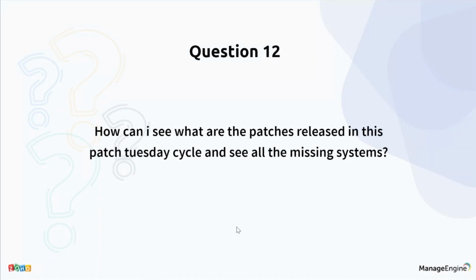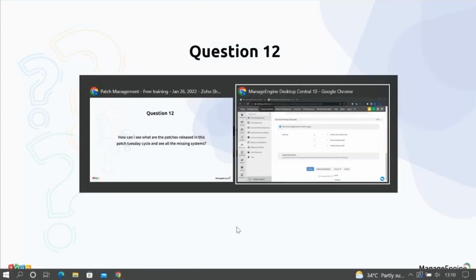Moving on to our 12th question. How can I see what are the patches released in this Patch Tuesday cycle and see all the missing systems? You can do this by adding a very simple filter. Let me take you to the console and show how this can be done.